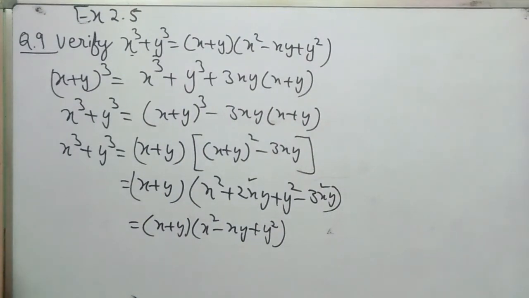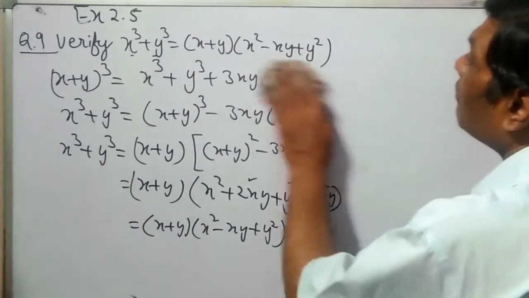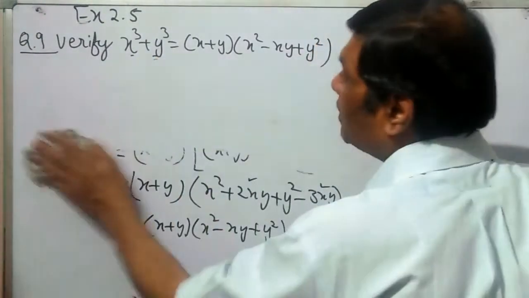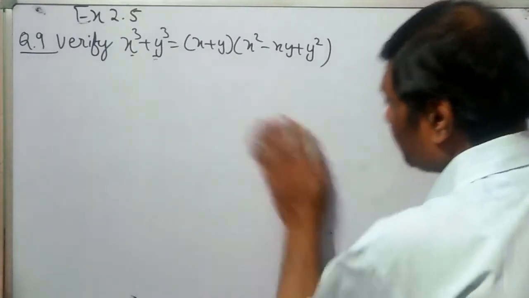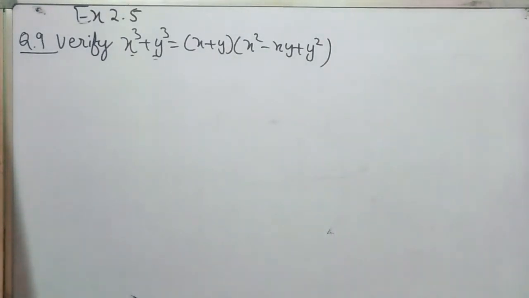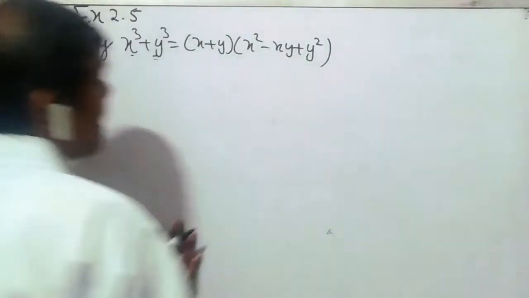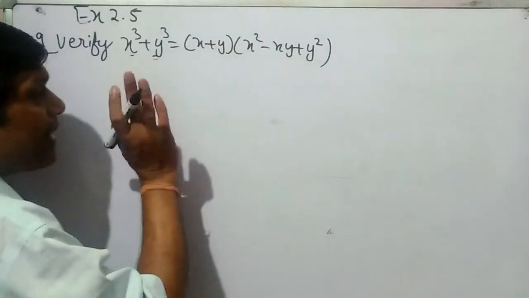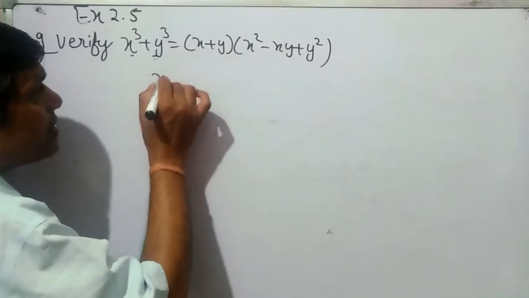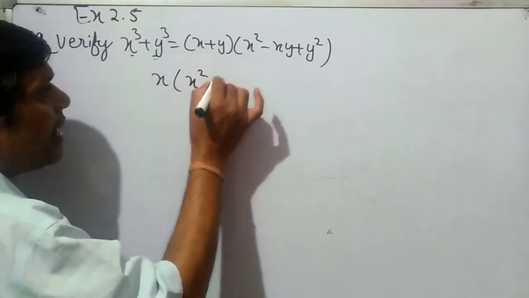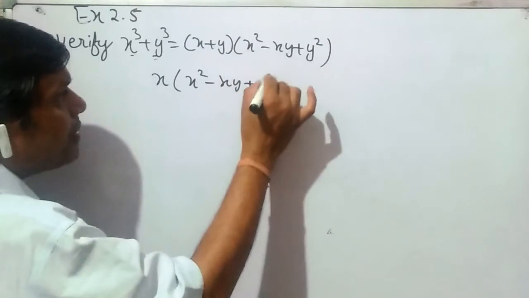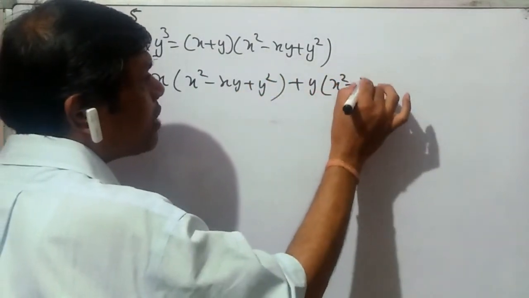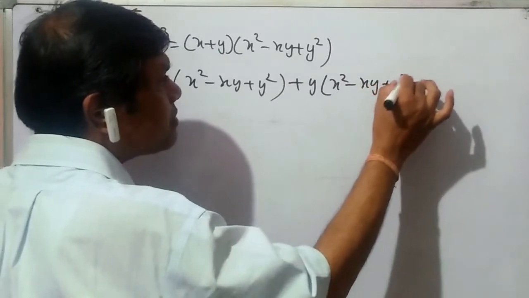The second method, which I call the easiest children's method, is by multiplying these brackets, because we have to verify. We can verify by multiplying also. We can multiply this: x multiplied by x square minus xy plus y square, plus y multiplied by x square minus xy plus y square.